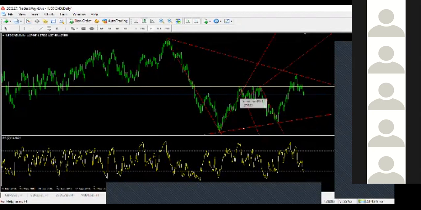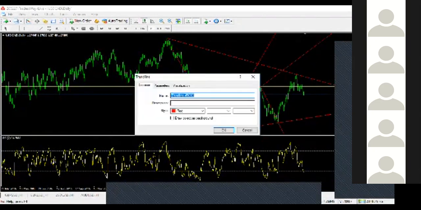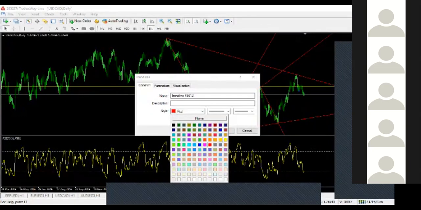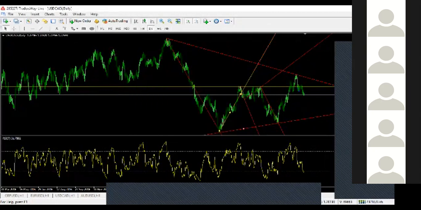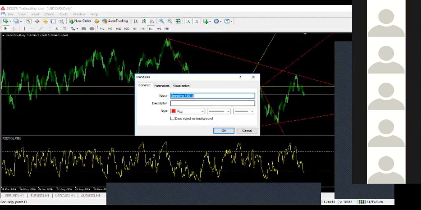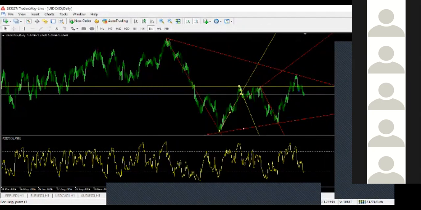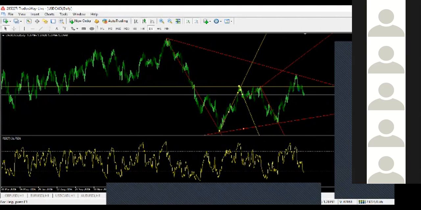Maybe I can change the color so you can see it a little differently. Let's change that to yellow. And this one here as well. And I want to show you something here. This one is not drawn straight at all.